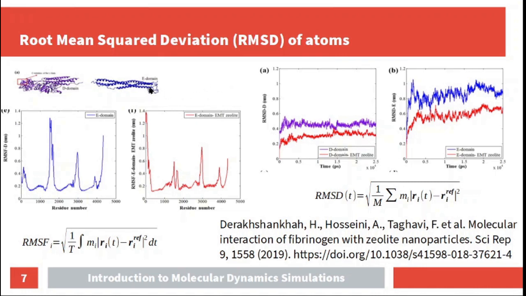They kept this protein complex in contact with the zeolite nanoparticle, and then they compared the root mean square deviation of the atoms of this complex as a function of time for a free D domain and for a D domain which is placed close to the zeolite. So you can make a comparison and see how the zeolite affects the motion, for example, of the atoms of this molecule.